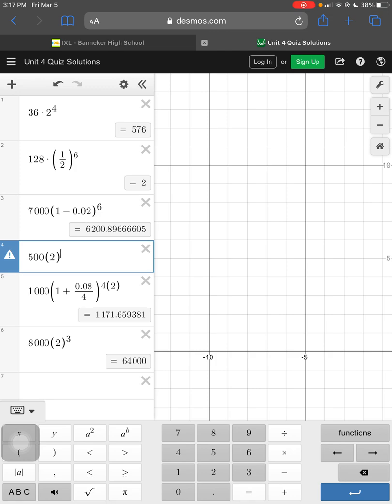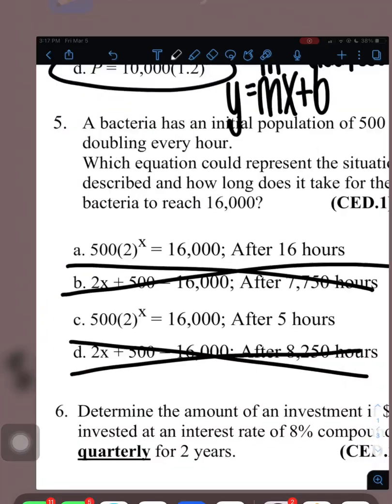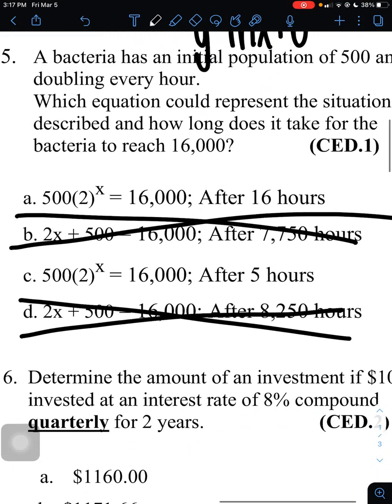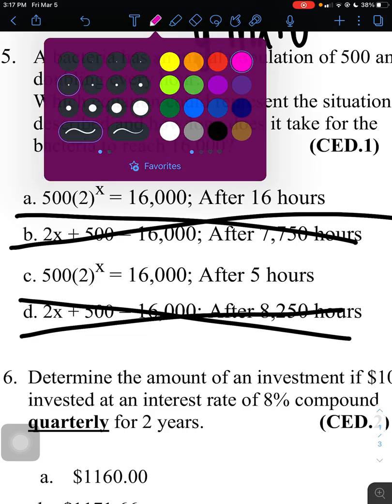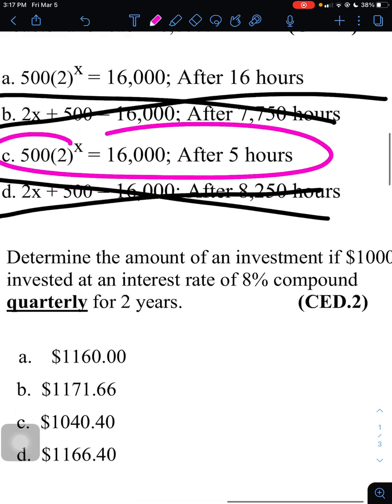So the first one said 16. Let's try that. Because we're looking for it to be equal to... oh, whoa. That's not what we want, right? You guys, we want it to be equal to 16,000. So let's see what happens when we try 5 as the exponent. Cha-ching! So it's going to take 5 hours. So 5 actually is answer choice C. Now, when I didn't know in high school, I would always guess C. So if you did do that for number 5, you got it right.